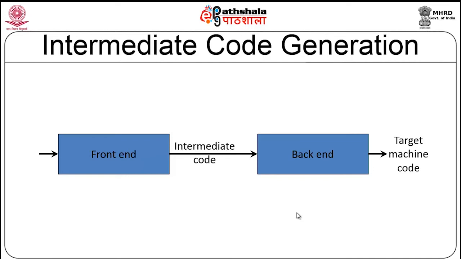Now with that in mind, we will move on to the next phase of the compiler, which is the intermediate code generation. The intermediate code generation gets input from the front end, and that is given to the back end to generate the target machine code ultimately. So the front end is connected with the back end using the intermediate code only.